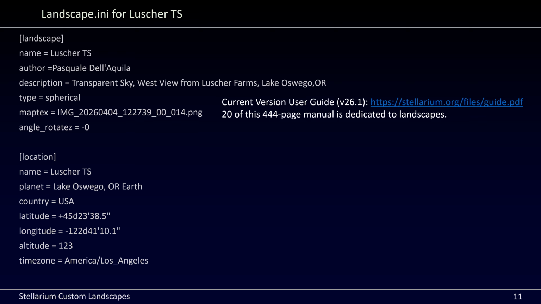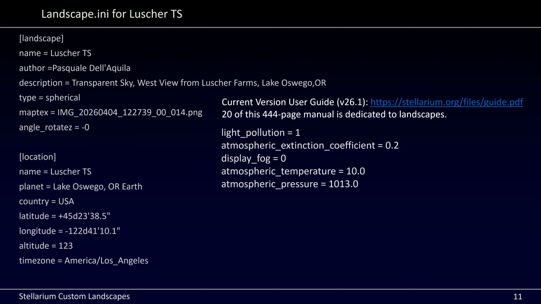Now there's lots of other parameters you could put in here. Light pollution, fog display, atmospheric extinction coefficient. I mean really. And I haven't played much with these, but you can make your landscapes as specific as you need them to be and switch between them on the fly depending on where your viewing location is.